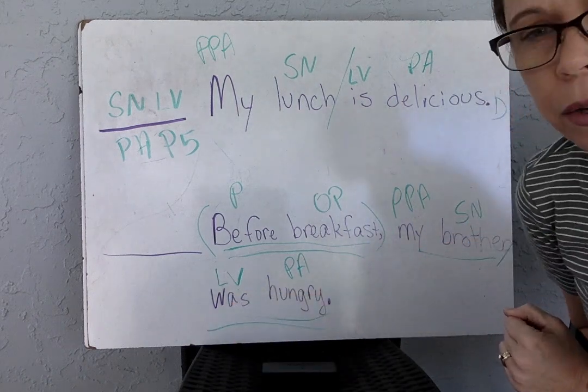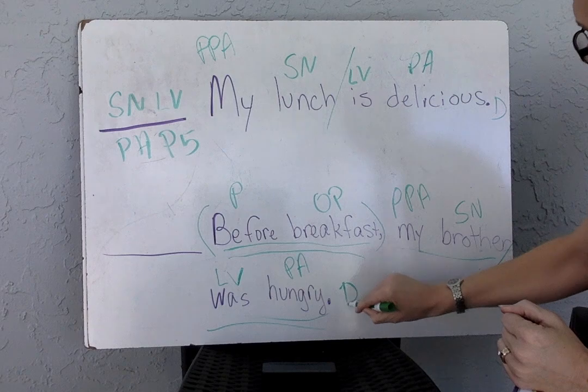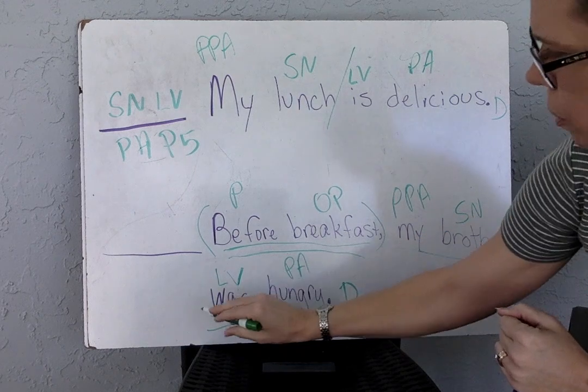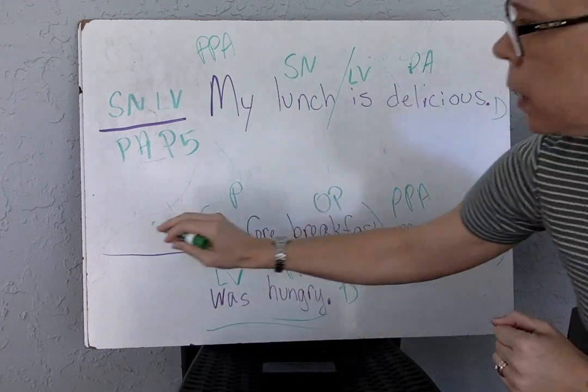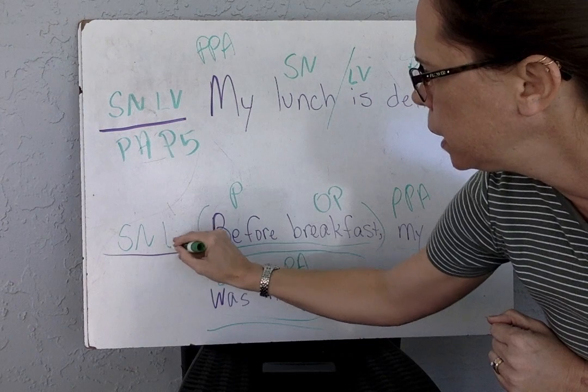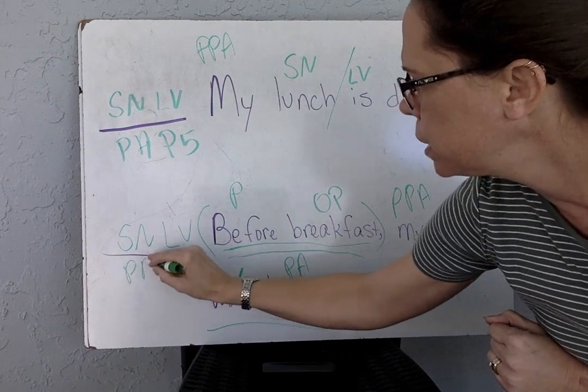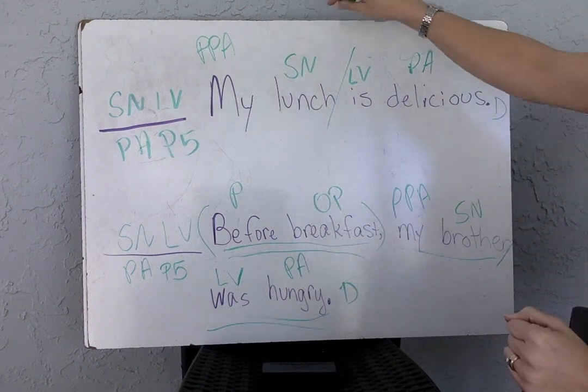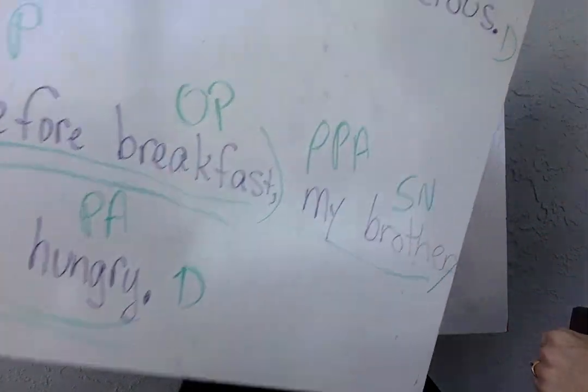So that is our underlining. D for declarative. I went ahead and separated it here. Brother, go back to the verb. You could put the line there, but I just put it there. Subject, noun, linking verb, predicate adjective, pattern 5. Okay, a couple more, just to practice.